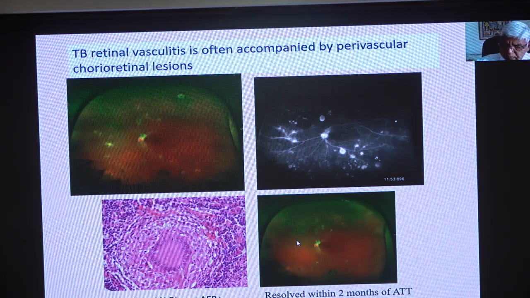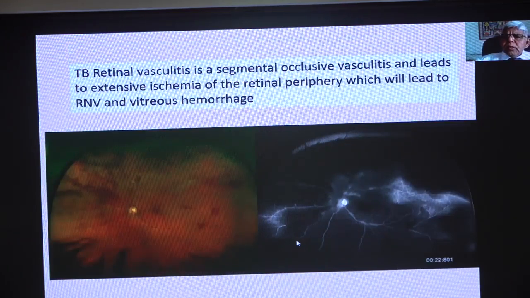These lesions, the TB vasculitis, typically are segmental and they're occlusive vasculitis. They affect primarily the retinal veins. And as you can see, there are exuberant perivascular infiltrates, a lot of hemorrhages along the vessel walls. Since they are present in the periphery, many of these patients have symptoms like floaters, or they may not have any visual complaints. And very often these patients would not present at this stage to you, and that is how you miss it.